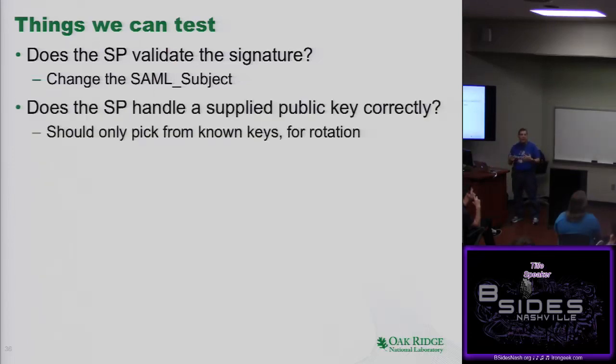Does the service provider handle a supplied public key correctly? I can put a public key in that SAML message to say, this is the certificate I'm using. That should tell the service provider that's the key to use out of the list, and this is used for rolling keys. So if I'm signing with one key and now I've gotten a new key because my old one is expiring, I send in the SAML message that I'm using the new key or the old key. The service provider shouldn't actually say, oh, that's the key you want to use? Great, that's fine. That was actually some of what Samarovsky found, and that's why I put that test in this list.